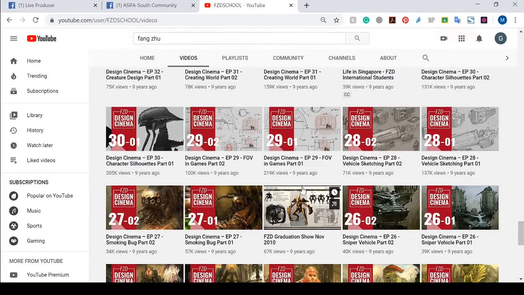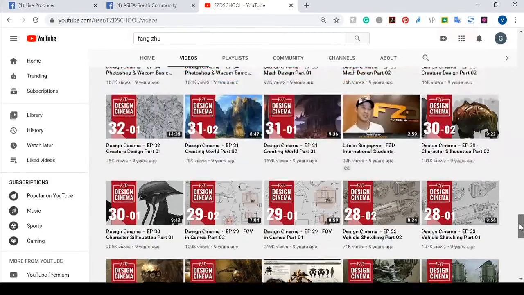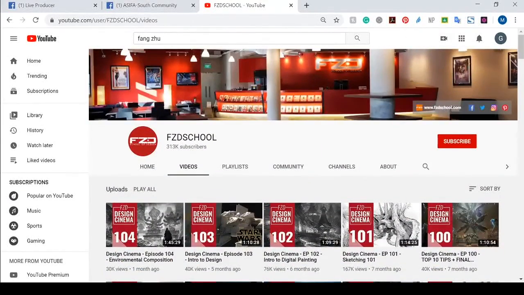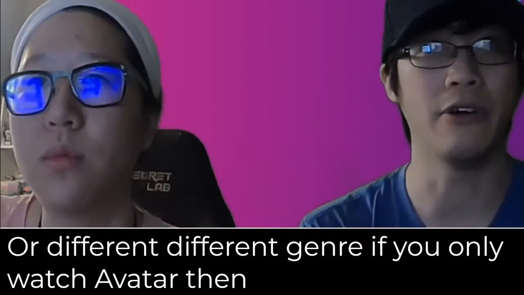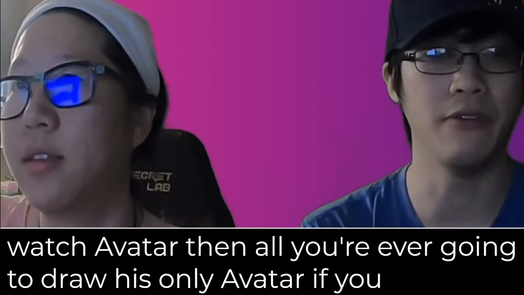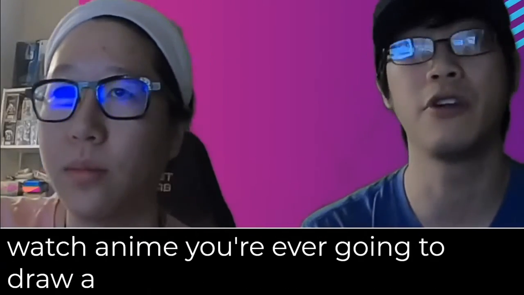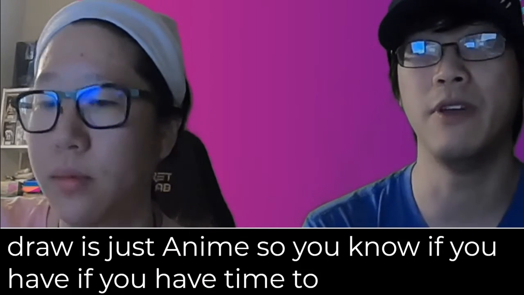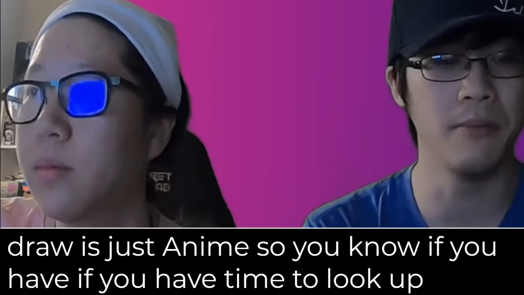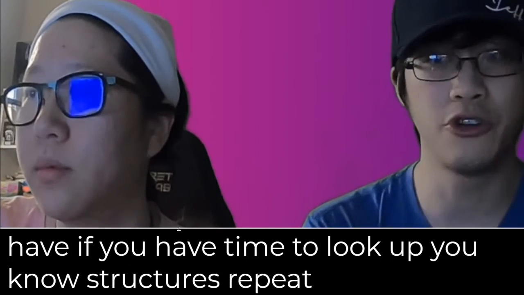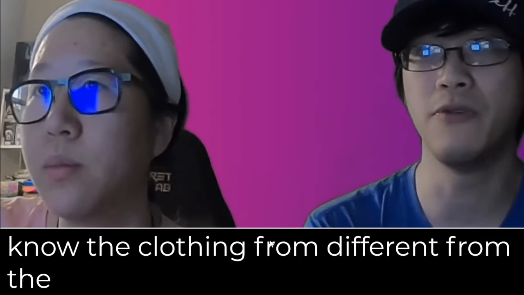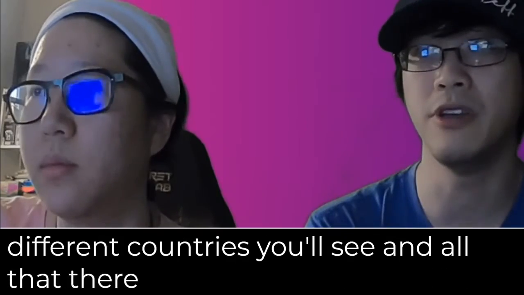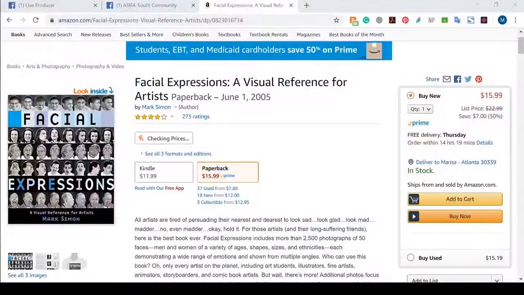A lot of that is also building up your visual library, because if you're trying to draw someone from a different time period, era or genre, and you only watch Avatar, then all you're ever going to draw is Avatar. If you only watch anime, all you're ever going to draw is anime. So if you have time, look up structures or people, the clothing from different countries, and you'll see all the differences in shapes and sizes.